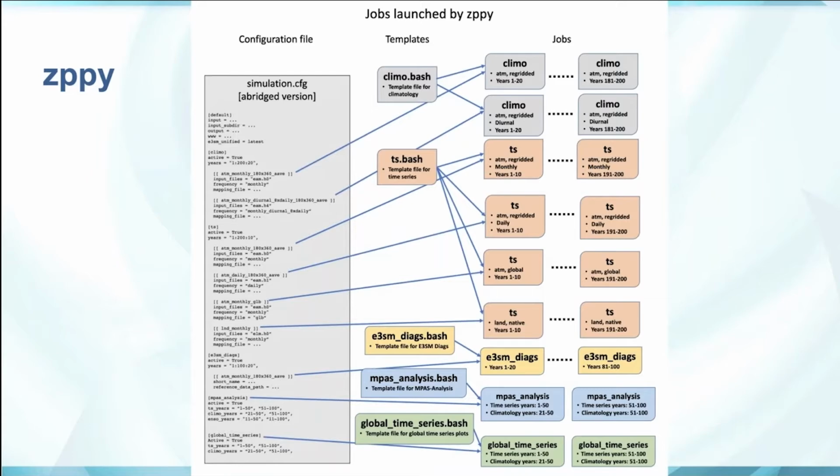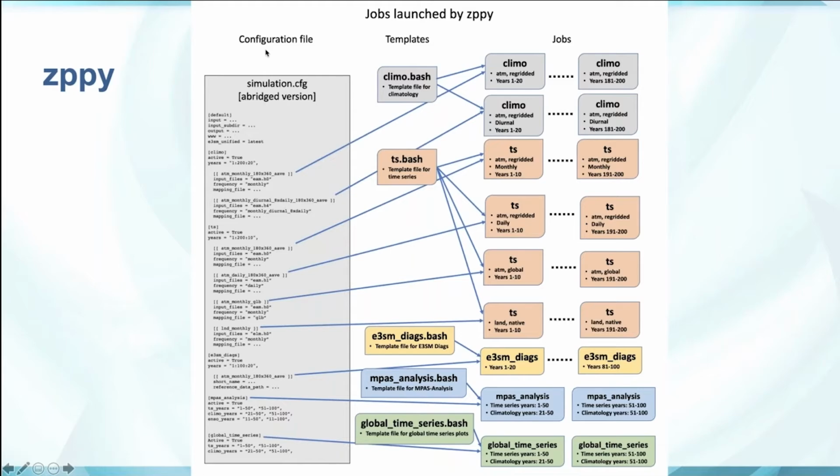So this slide looks a little complicated, but really it's just saying that zppy takes information from the configuration file and bash Jinja2 templates to create jobs. And if it does look a little complicated, just remember that zppy's doing all this under the hood, so you don't have to worry about what's going on. So all you have to do is set the configuration file on the left here. This is a very abridged version, but it's very nice because zppy allows inheritance.